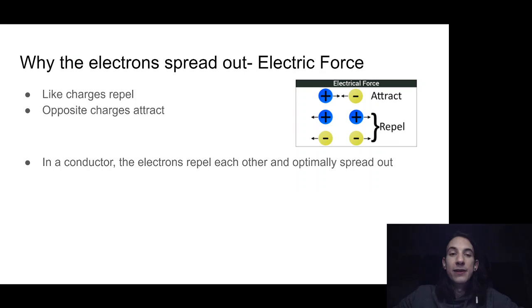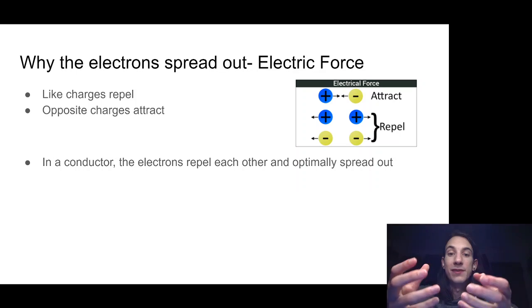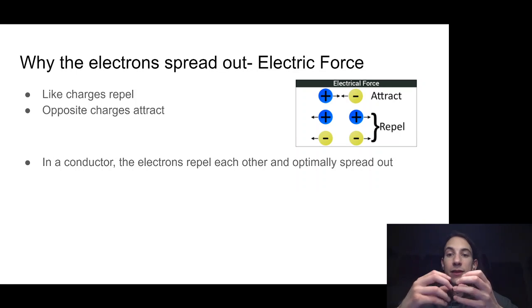And the reason that's happening is because of this electric force. One of the forces we're going to look at is the electric force. With electric force, we have this idea that like charges will repel each other and opposite charges will attract each other. What we see in the conductor is we've put electrons on there, these like charges, the electrons are the same charge, the same sign, so they are going to repel each other and spread out in an optimal way, in a way that they are as far away from each other as possible, because these like charges will all be repelling each other.